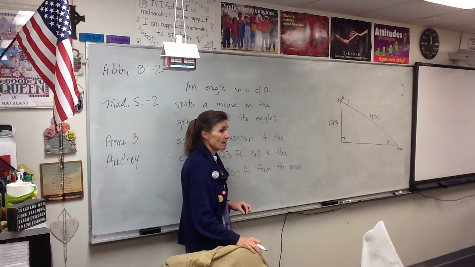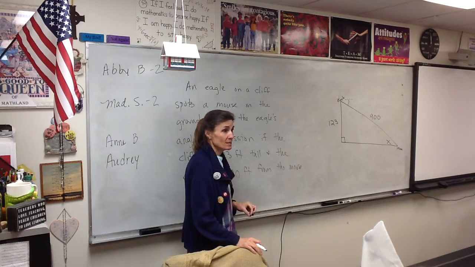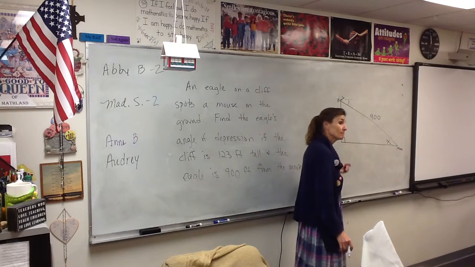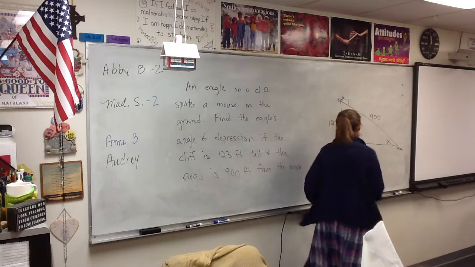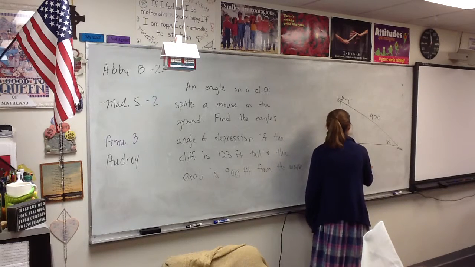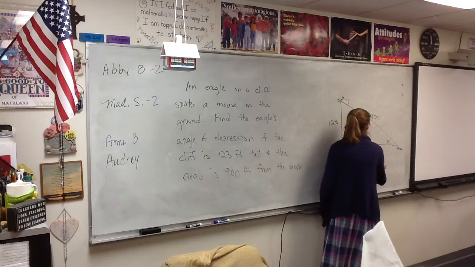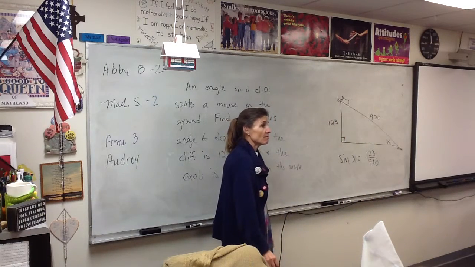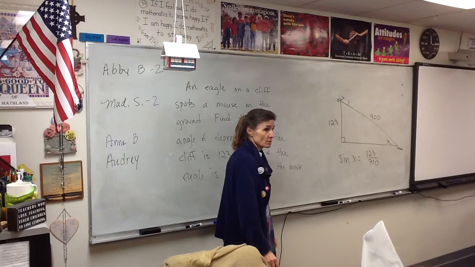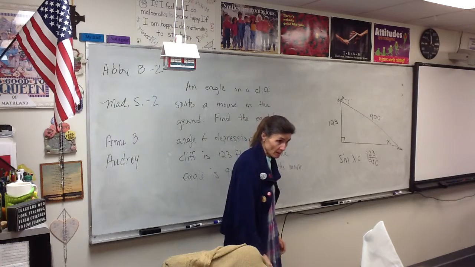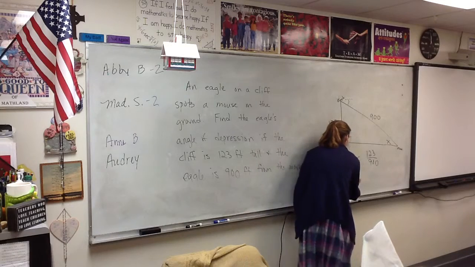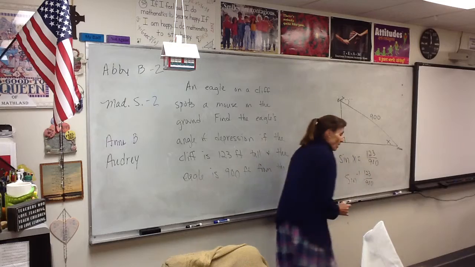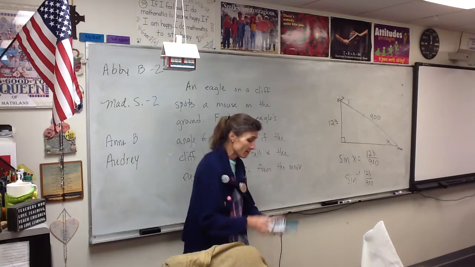Ethan, head up. What function did you use? Sine. And you used sine because? Because it's opposite over hypotenuse. Exactly. So Ethan said the sine of x equals 123 over 900. Now wait a minute, I'm finding an angle. So I have to use my special sine button. So I'll type inverse sine, or second sine, 123 over 900.